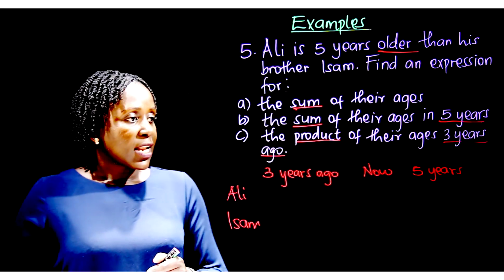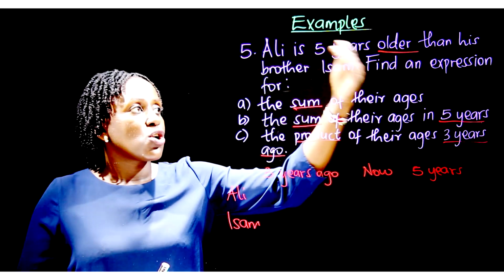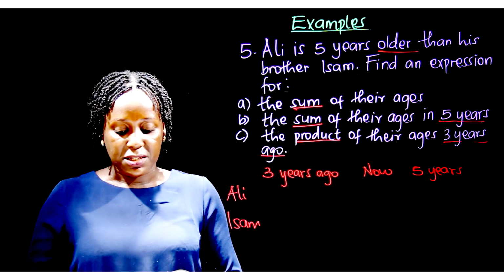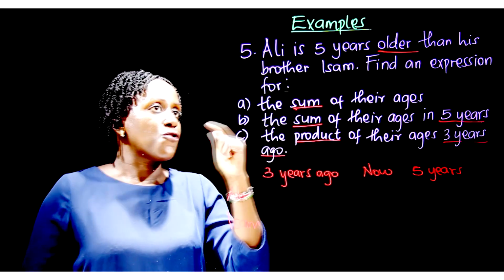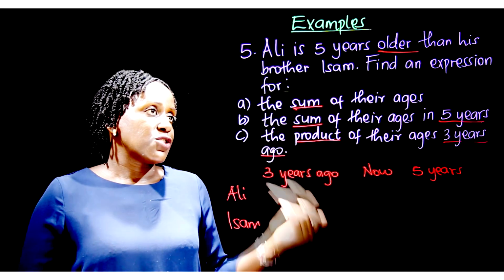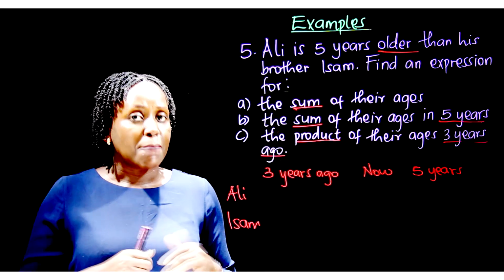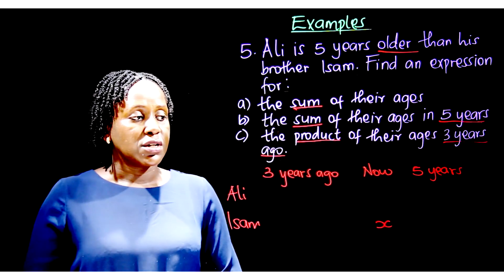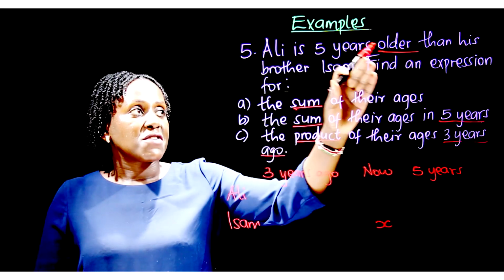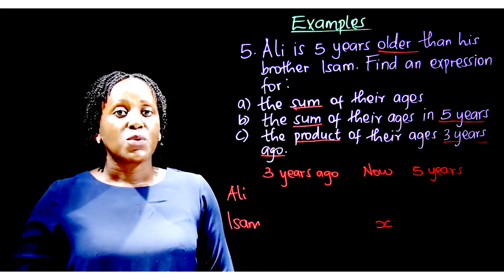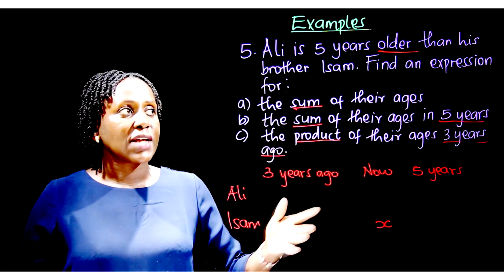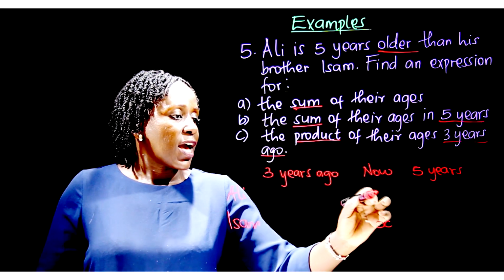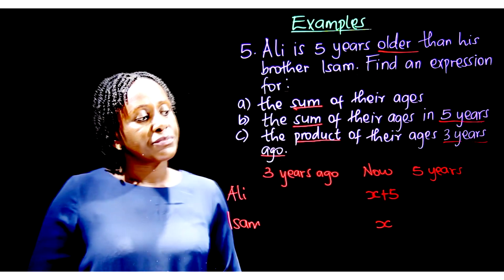Now, currently, Ali is 5 years older than his brother Isam. So we don't know how old each one of them is. But since the age of Ali is being referenced to the age of Isam, then you're going to give the age of Isam a letter. So let's say that Isam is X years old right now. So Ali is 5 years older than Isam. So we're going to add 5 to X because older implies that Ali has more years by 5. So X plus 5.